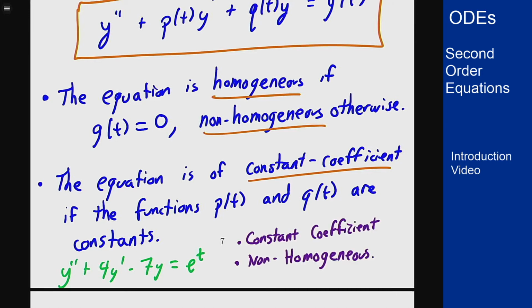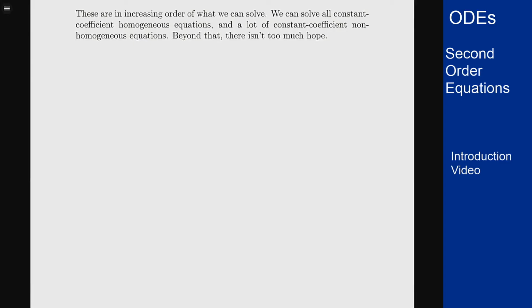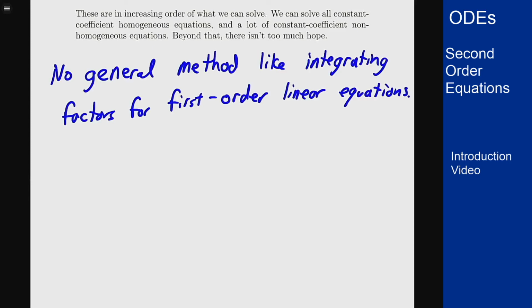It turns out we really have to restrict down to this bare minimum case to be able to find easy methods to generate solutions. Every condition we add makes it easier for us to solve. So we'll be developing solution methods for all constant coefficient homogeneous equations and methods for a lot of different constant coefficient non-homogeneous equations. Beyond that, we're kind of stuck. There is no general method like integrating factors for first order equations. So if the coefficient of y prime has a t in it, we might be out of luck. There are very specific cases that we'll be able to solve, but not very many.